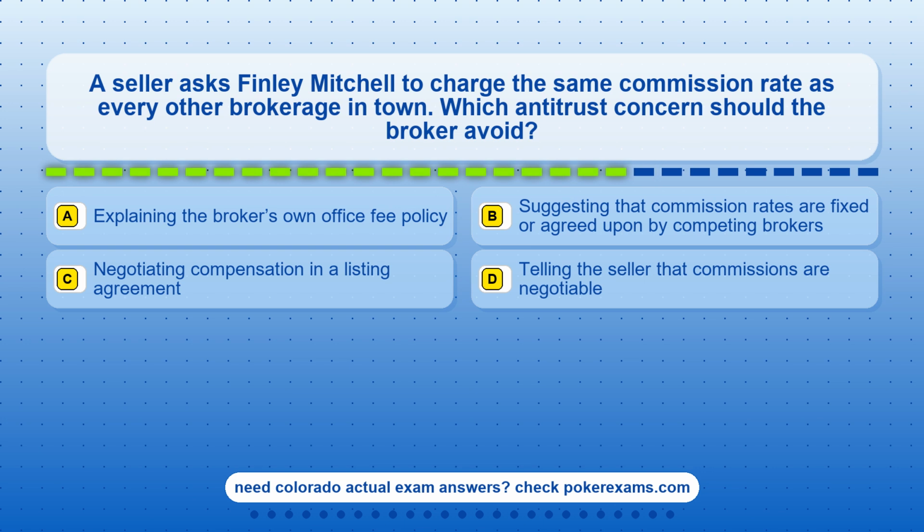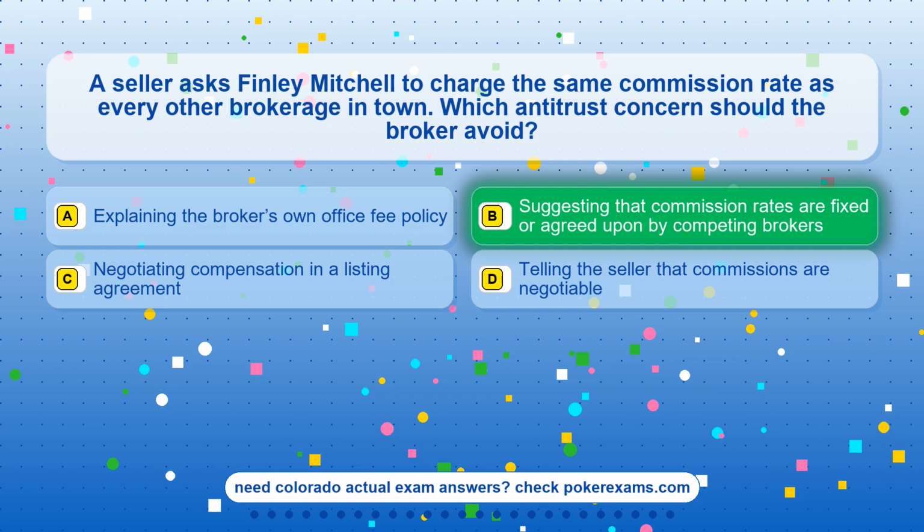Question 11. A seller asks Finley Mitchell to charge the same commission rate as every other brokerage in town. Which antitrust concern should the broker avoid? Option A. Explaining the broker's own office fee policy. Option B. Suggesting that commission rates are fixed or agreed upon by competing brokers. Option C. Negotiating compensation in a listing agreement. Option D. Telling the seller that commissions are negotiable.